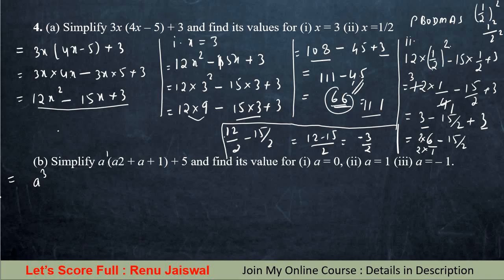Here power 1, here power 2, a square. Then a into a square. Then a into 1 is a plus 5. This is the answer. You can match. Now it says substitute a is equals to 0.